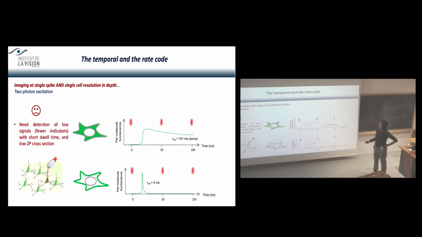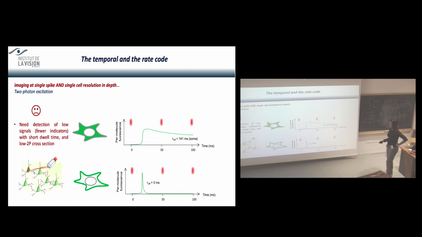So the calcium indicators, as I was saying before, are in all the cells, so you have a lot of fluorophores and a lot of signal. While voltage indicators are sensitive to the membrane potential, so they have to stay on the membrane. So you have much less fluorophore that emits light.